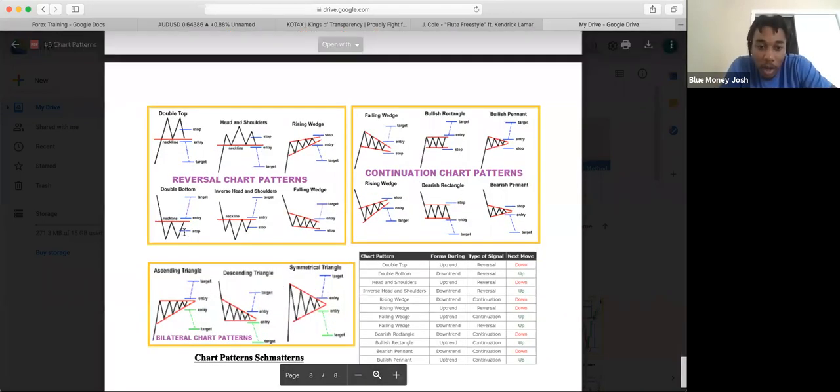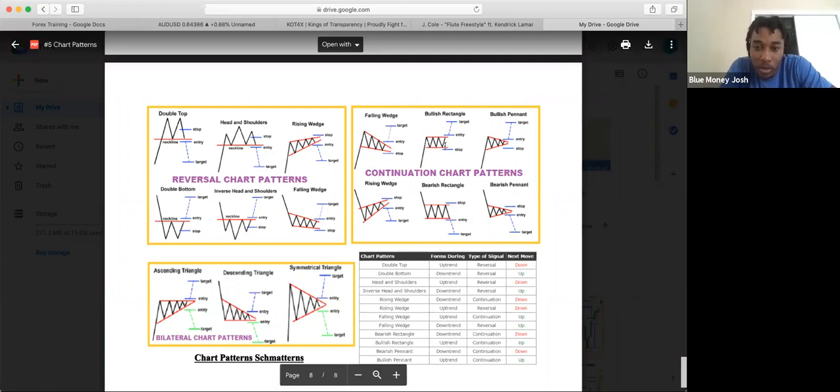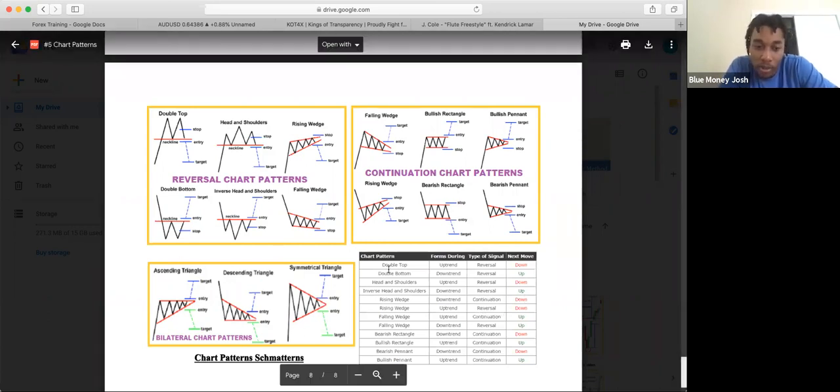It's gonna show you each: M, W, inverse head and shoulders, regular head and shoulders, wedge, rectangles. And then over here it shows you what type of trend it forms on, whether it's a reversal pattern or a continuation, and if the next move is a buy or a sell. So this is gold right here. This is gold. So screenshot that.